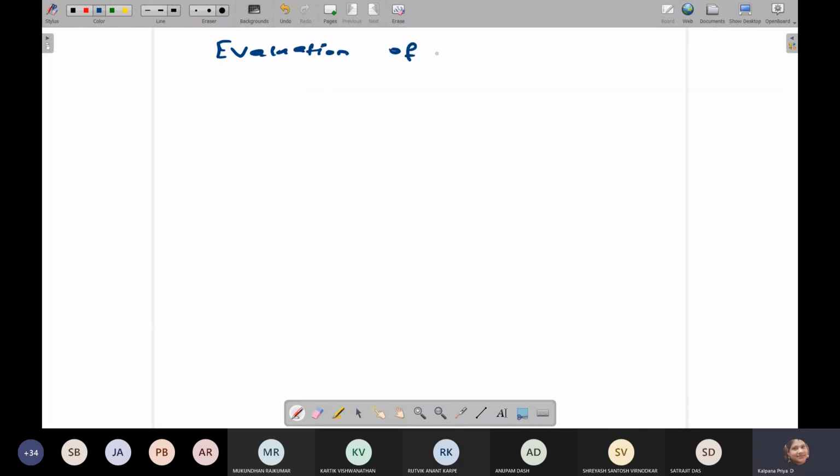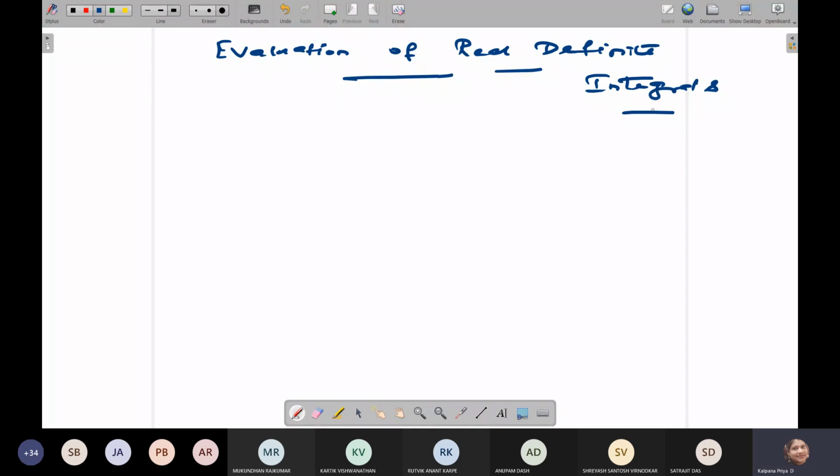Evaluation of real definite integrals. Very important. First, we know many important definite integrals which can be evaluated using the residue theorem. So the contour should be properly chosen first. The contour chosen will consist of straight lines and circular arcs. Once the contour is fixed, using the Cauchy residue theorem, we are going to evaluate the integral.